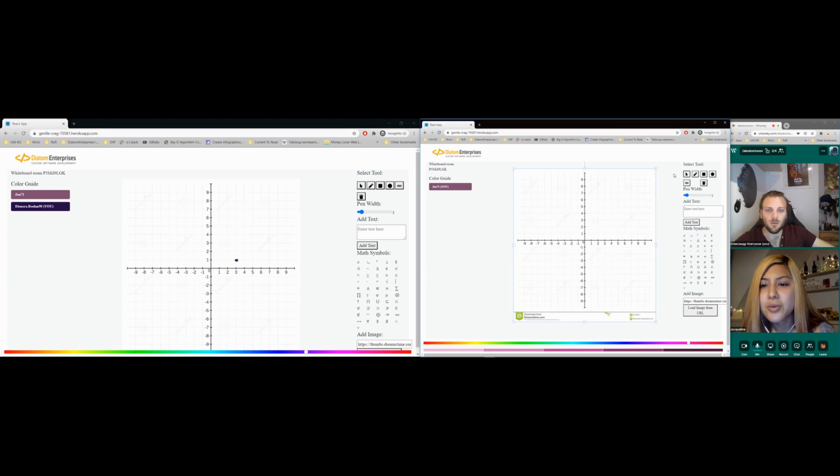Okay. Can you see it? The second point I need is at 6 and 4. 6 and 4. Right. Okay. Can you please put a line through these 2 points? Yes.